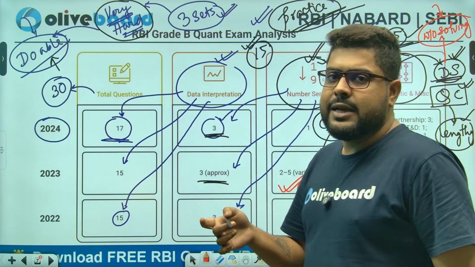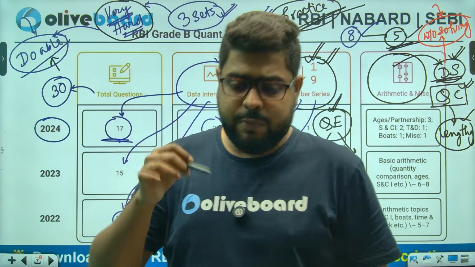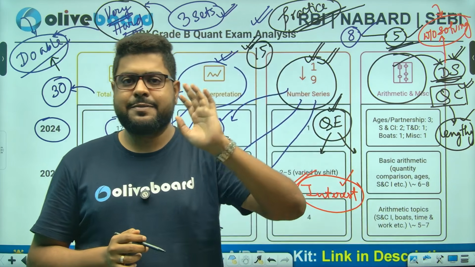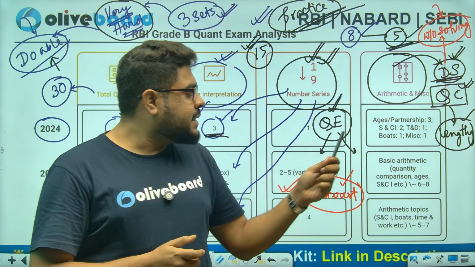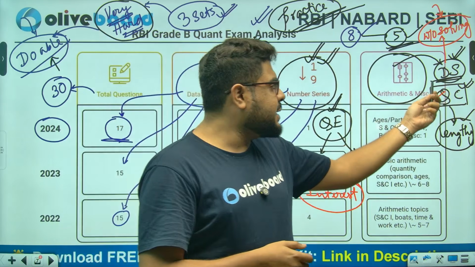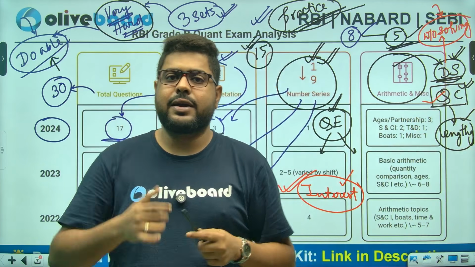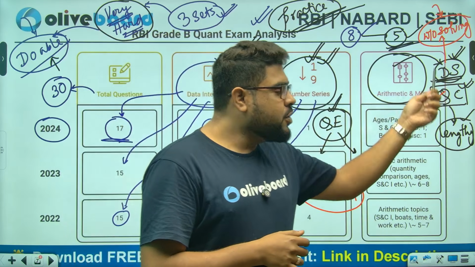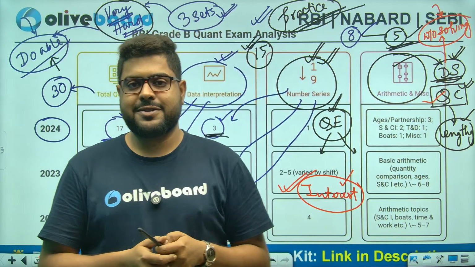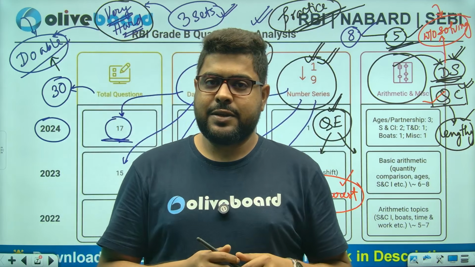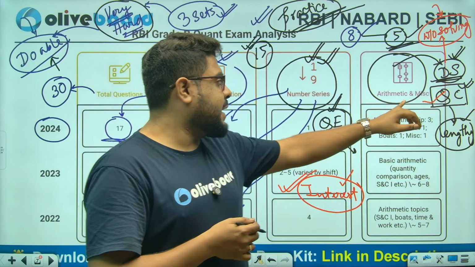Now, let's say partnership is not important. But please understand quantity comparison: let's say they have given you three quantities. So three quantities they will give you from three different chapters or from the same chapter. So they can do anything. Please understand.